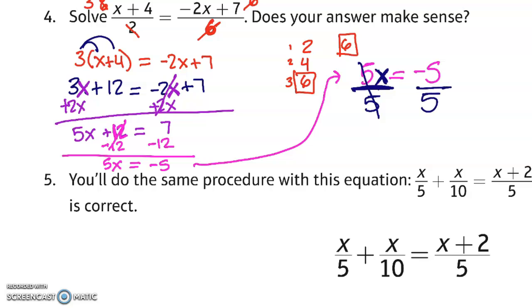The 5's on the left-hand side cancel, and I'm left with negative 1. You're going to go ahead and box that answer for your wonderful math teacher. And now you are going to try 5 on your own.